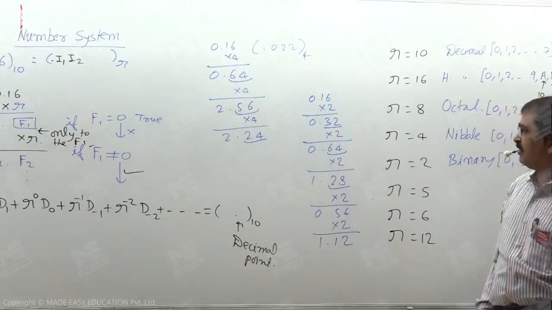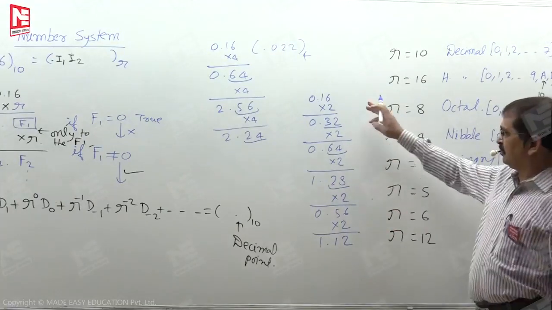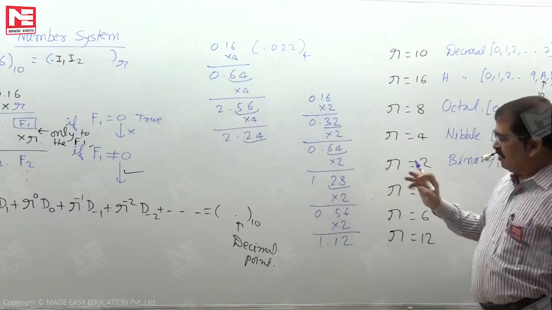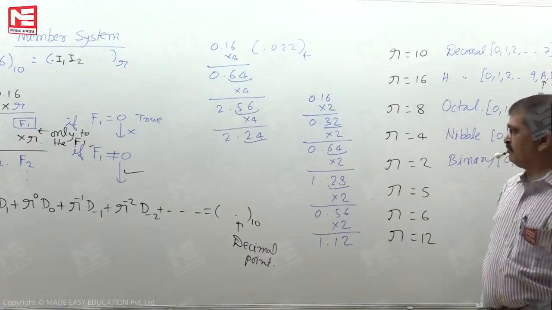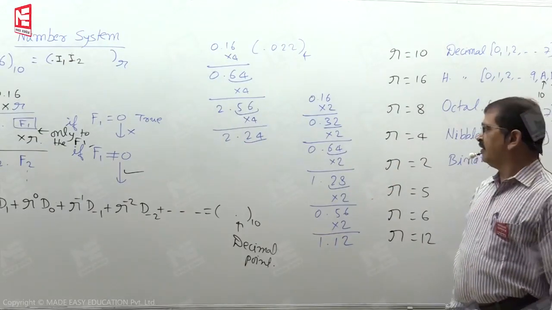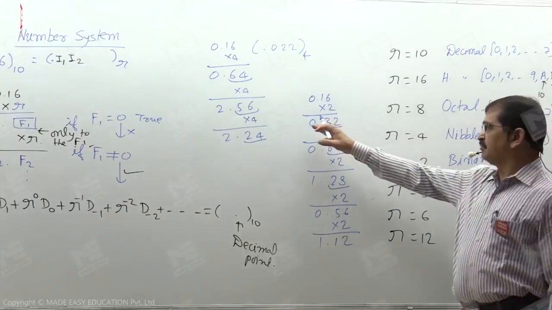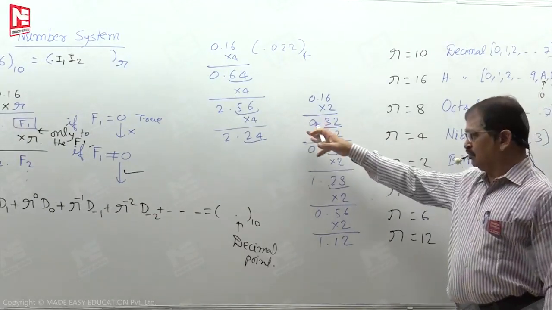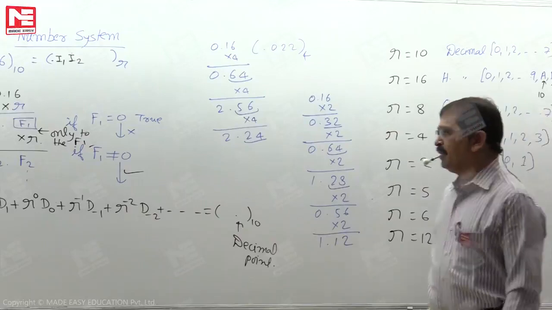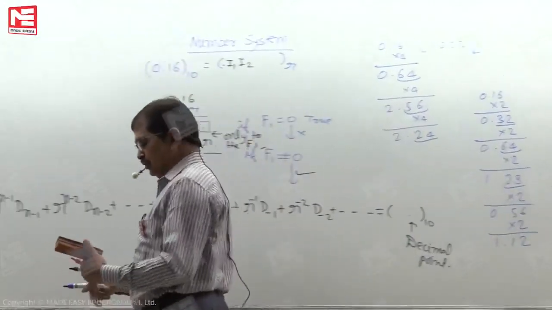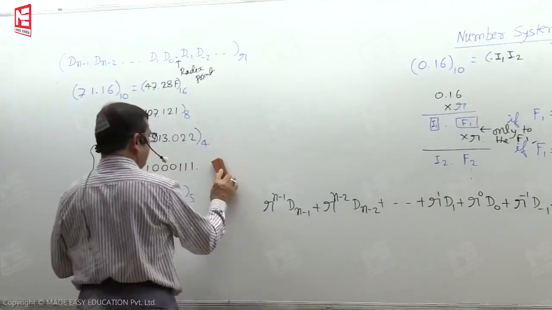So let's stop here. I think we did 5 multiplications. After these 5 multiplications, let us stop here, so that it is binary point 00101.